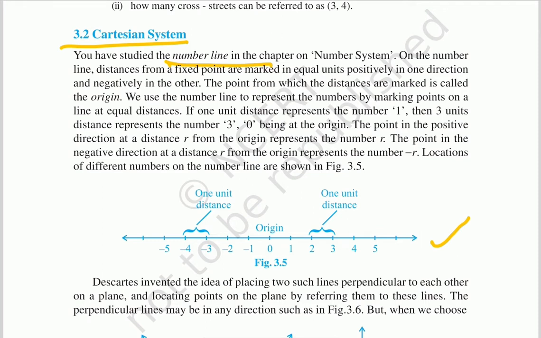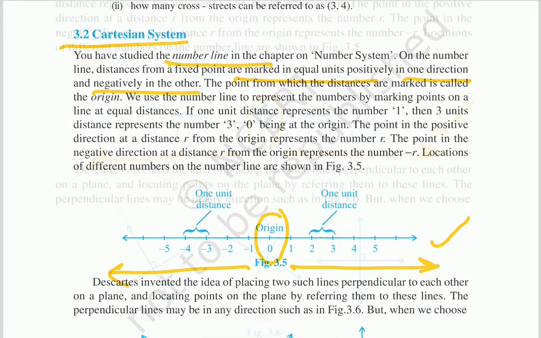So on the number line, distances from a fixed point are marked in equal units, positively in one direction and negatively in the other direction. So you fix the position and that is called the origin. If you move in this direction, that is the plus direction, and when you move in this direction, this is the negative. So if 1 unit distance represents the number 1, then 3 unit distance represents the number 3.